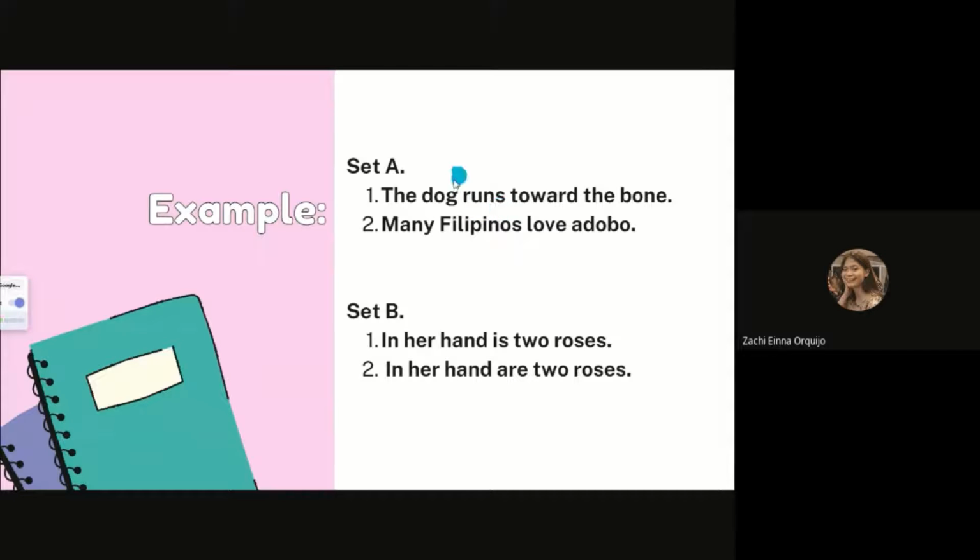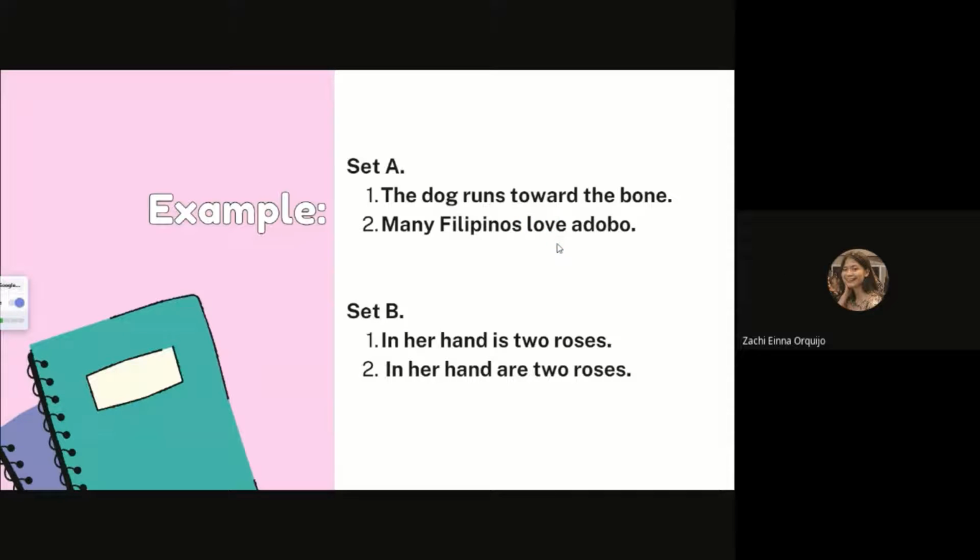So, pag sinabi nating runs or run, 'di ba, ito yung natakbo. So, yung run na word or runs ay action word. So, yung Filipinos naman, ito yung pinag-uusapan. So, ito yung subject. At yung verb naman ay yung love. So, as you can see, nauuna yung subject bago yung verb. So, ganon kadalasan sa mga sentences sa English.